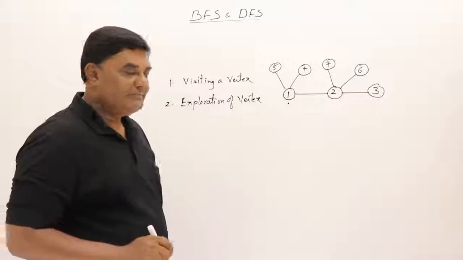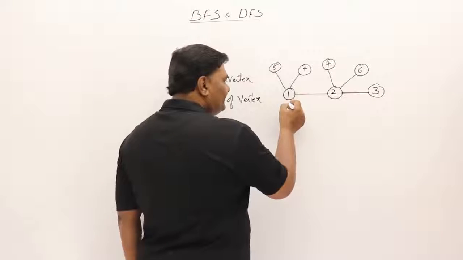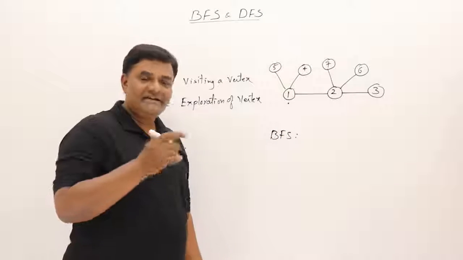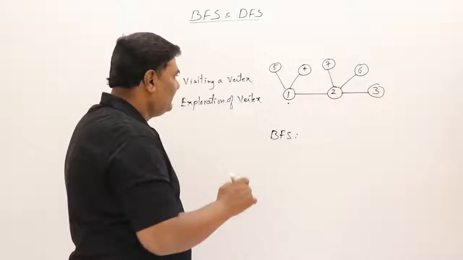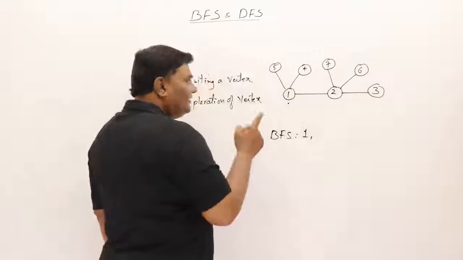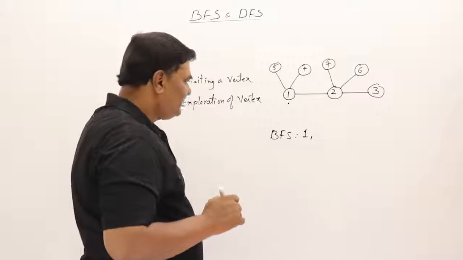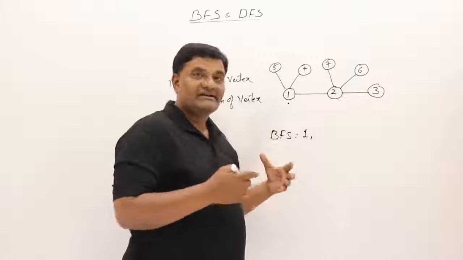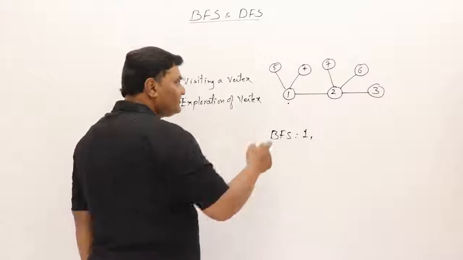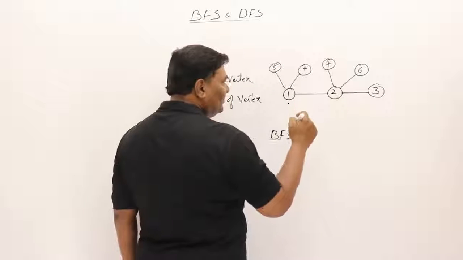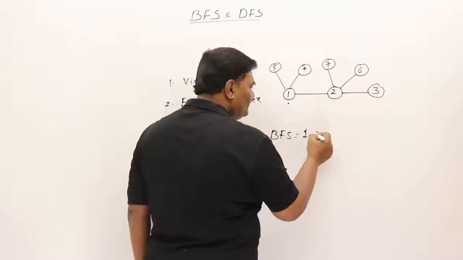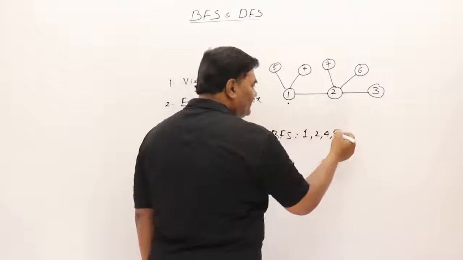First I will explain breadth first search. I am selecting vertex 1 as the starting vertex. You can select any vertex as a starting vertex. Now I will visit vertex 1. Once the vertex is visited, I will start exploring it, which means I will visit all adjacent vertices. Those are 5, 4 and 2. In which order can I visit them? I can visit them in any order. Okay, I will take 2 first, then 4, then 5.